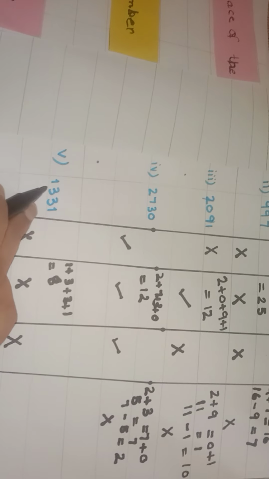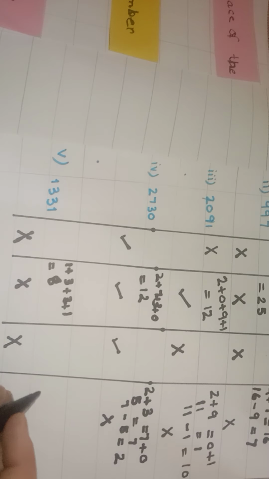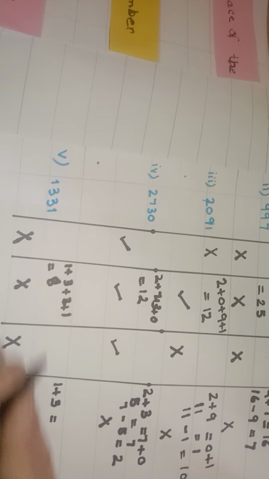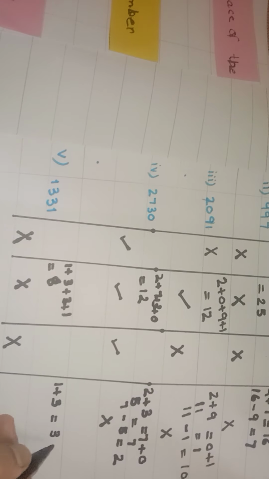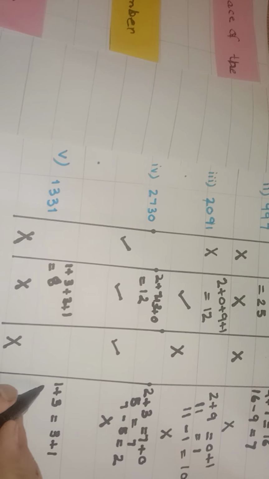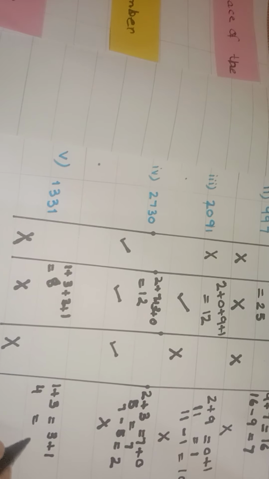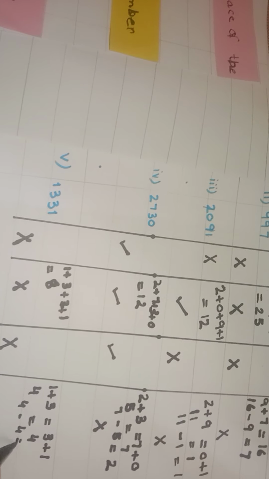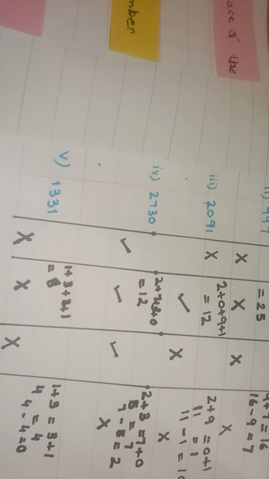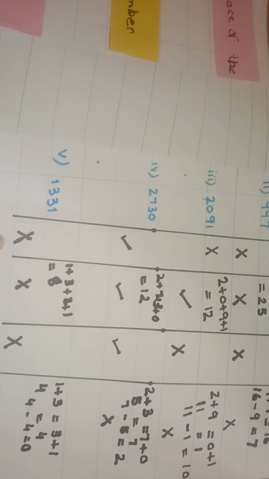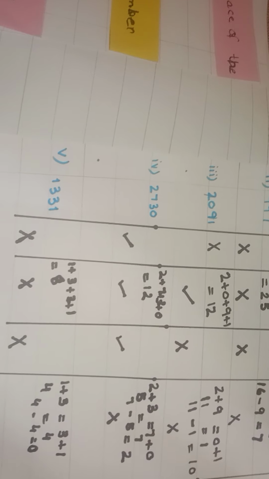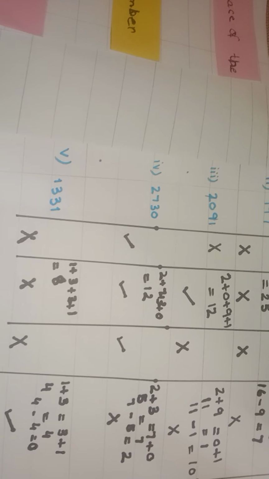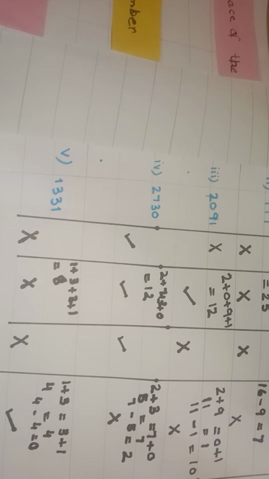Here for 11 we will add alternate digits, 1 plus 3, and here we will add 3 plus 1. 1 plus 3 is 4, and 3 plus 1 is 4. Now 4 minus 4 is equal to 0. For the divisibility of 11, the last number should be 0 or a multiple of 11. It is 0, it means it is divisible by 11. So 1331 is divisible by 11.